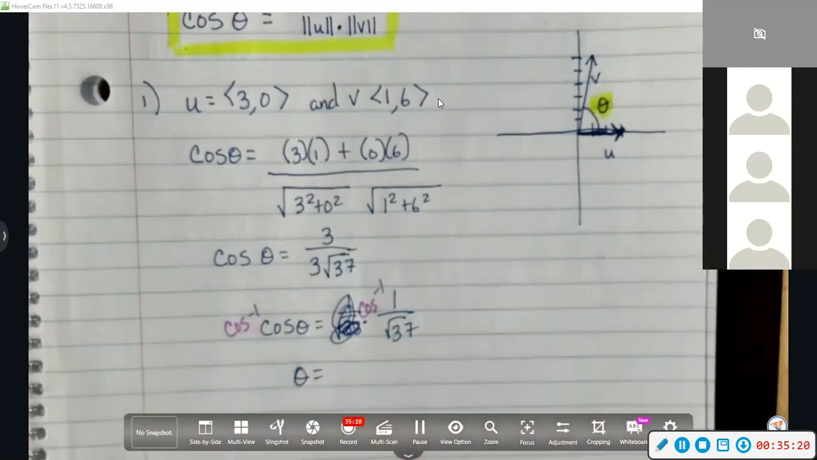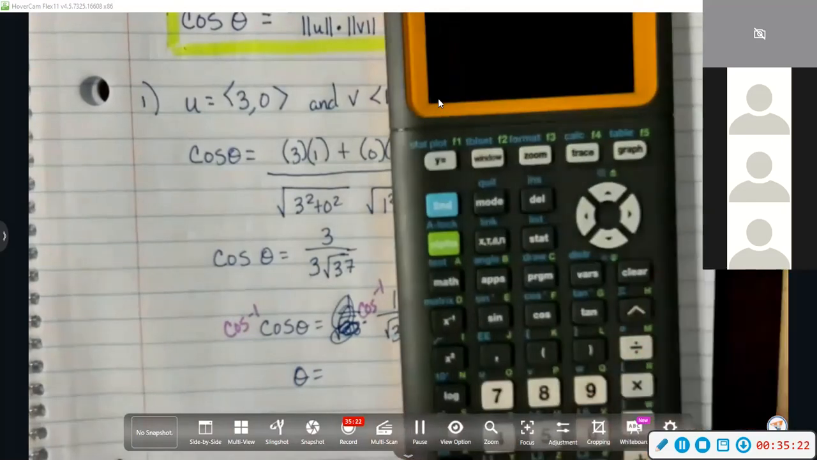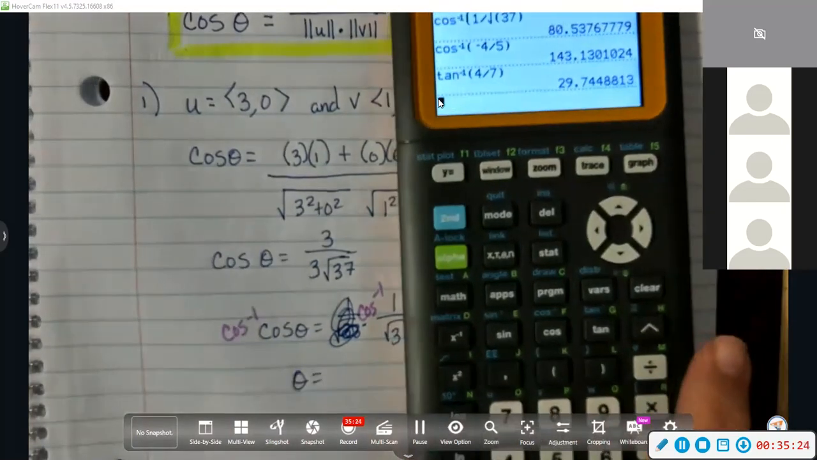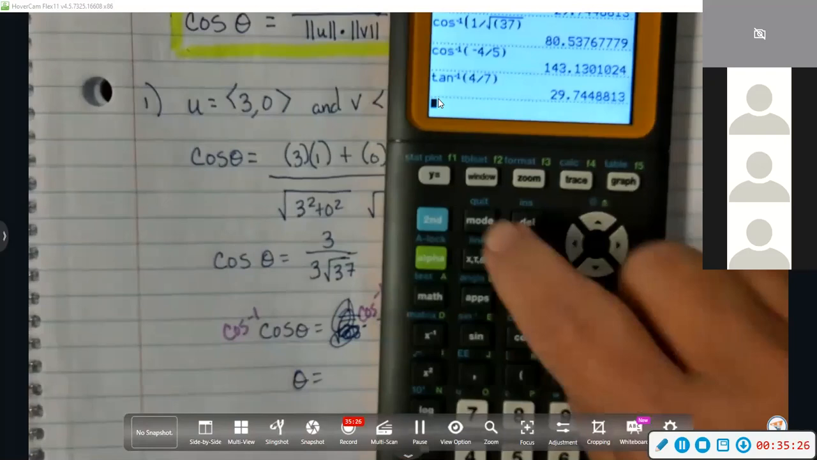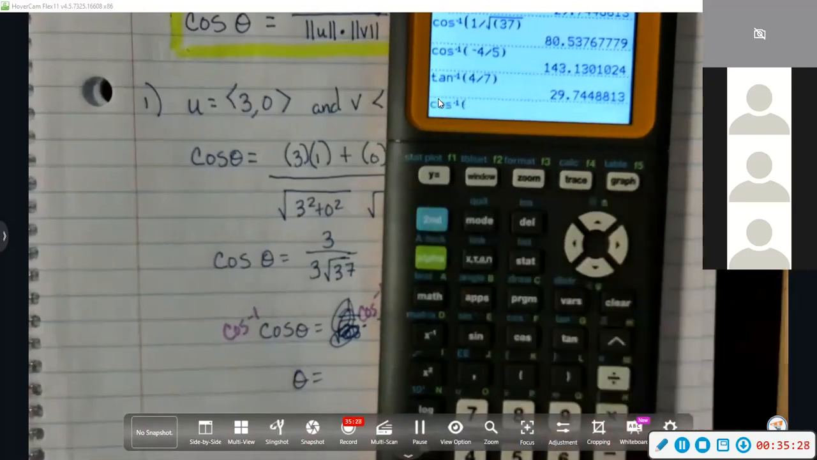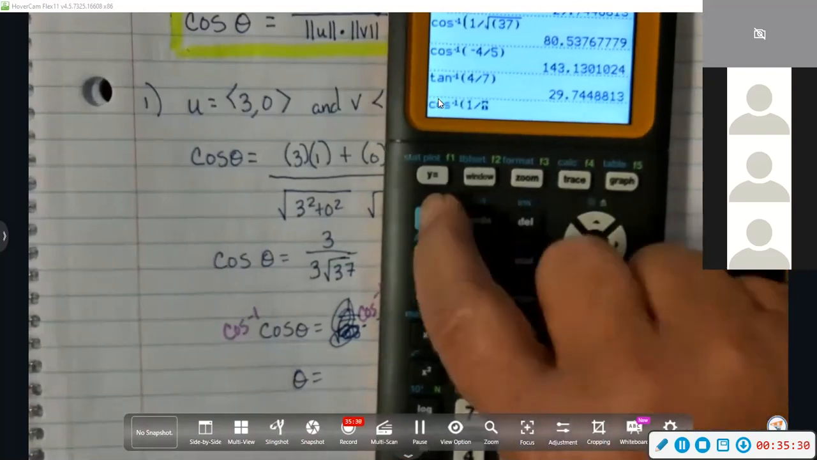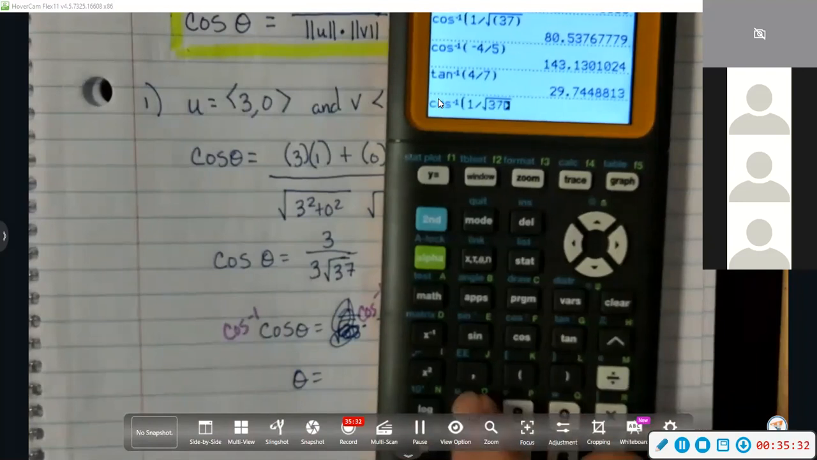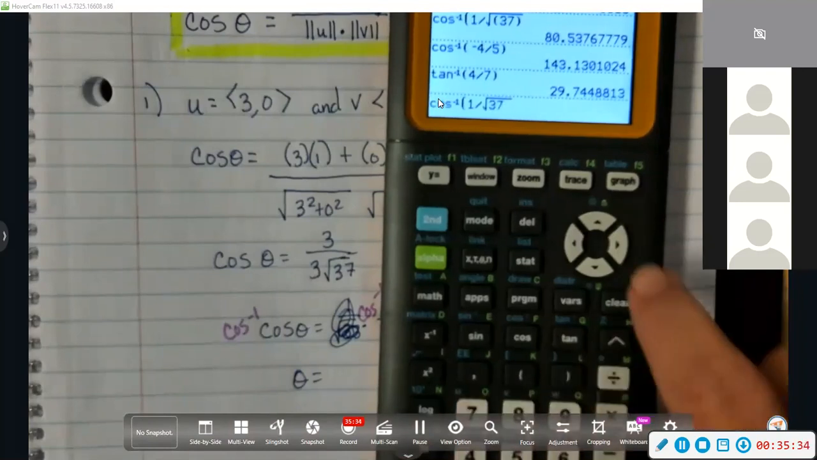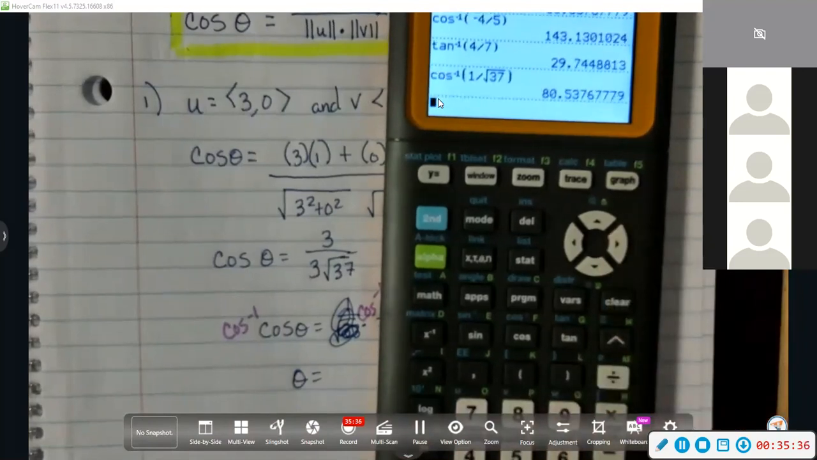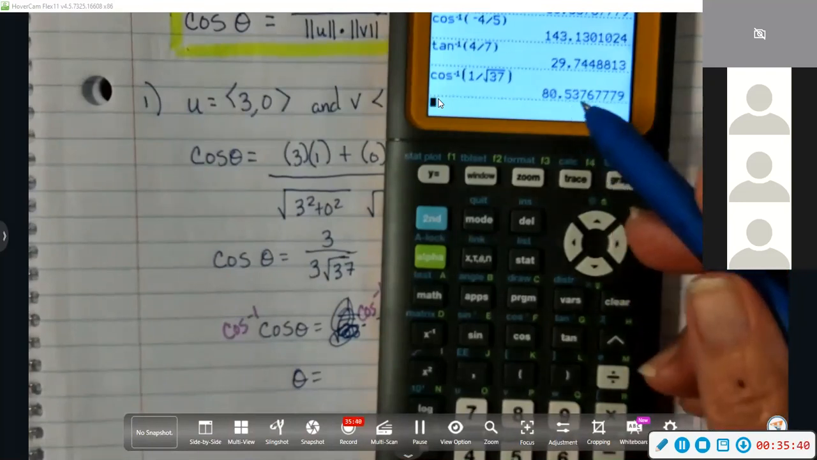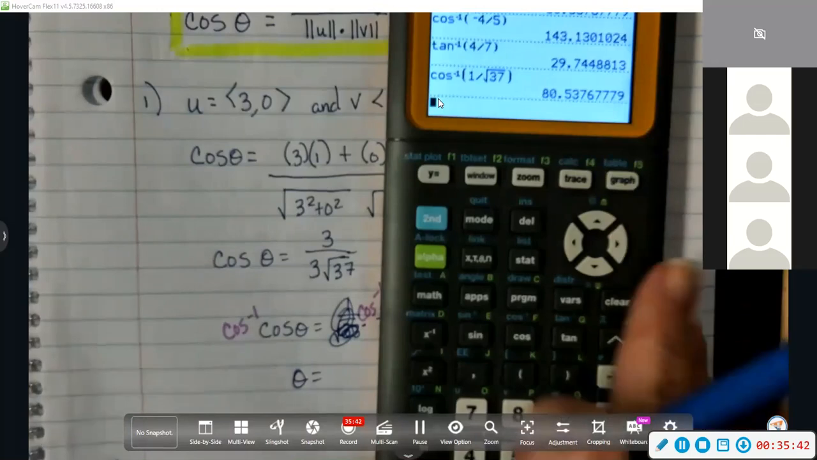All right, so we're going to grab our handy dandy calculators. And we are going to do inverse cosine 1 divided by square root of 37. And we will get, we're going to round to the hundredths, so we'll get 80.54 degrees.